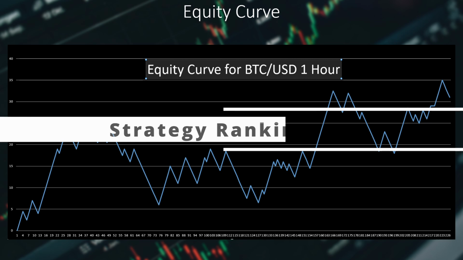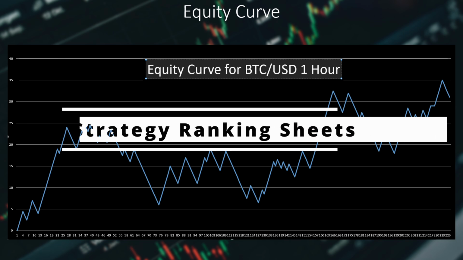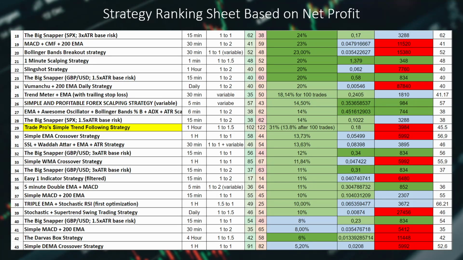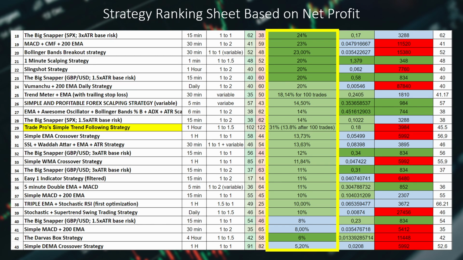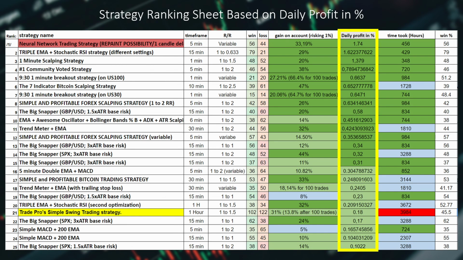Finally, let's see where the strategy is placed amongst all the strategies I have ever backtested. On the strategy ranking sheet, based on net profit after 100 trades, this strategy is placed at the 29th place, with 31% net profit after 224 trades, which comes down to 13.8% profit after 100 trades. This is a decent placement considering there are 66 strategies in this list. We have one more ranking sheet which is based on daily profit in percentage. On this list, TradePro's simple trend following strategy is placed at the 21st place. You can find both of these ranking sheets linked in the description.